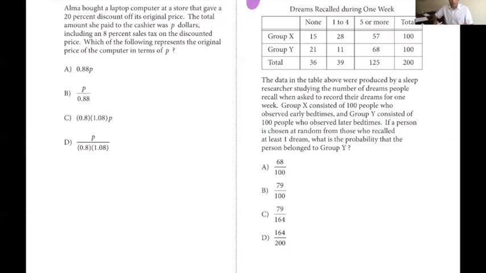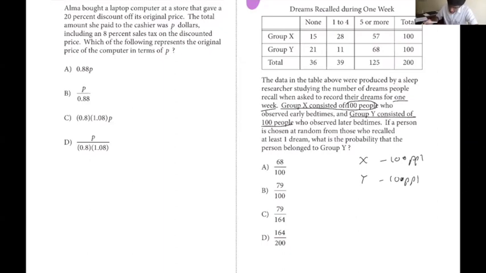Yeah, sure. Tell me what to highlight as you go through. Okay. So the data in the table above were produced by a sleep researcher studying the number of dreams people recall when asked to record their dreams for 1 week. Perhaps while reading the question, I would highlight 1 week, but it's not really relevant. Okay. So group X consisted of 100 people. I'd highlight that, 100 people, and group Y also consisted of 100 people. So let's put X, 100 people, and Y, 100 people.